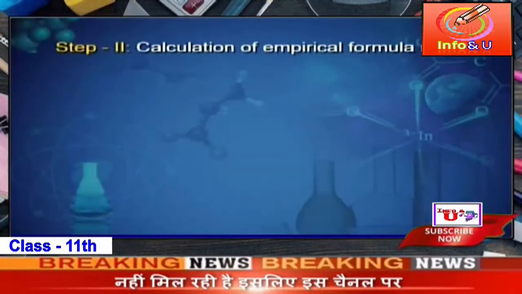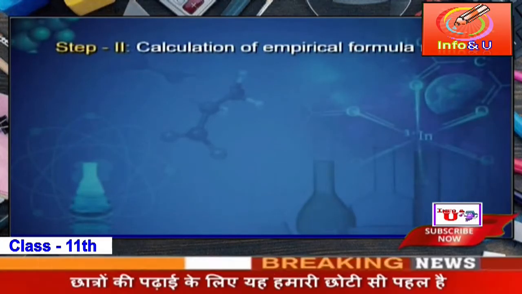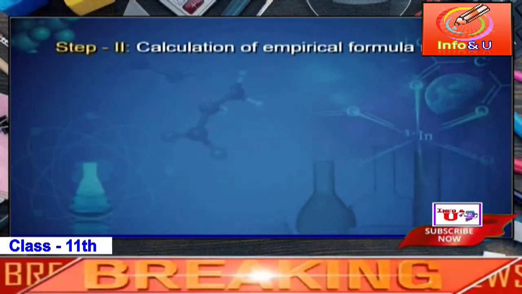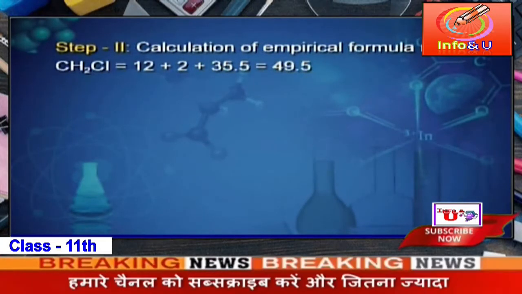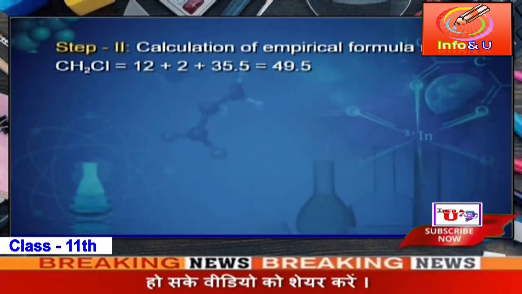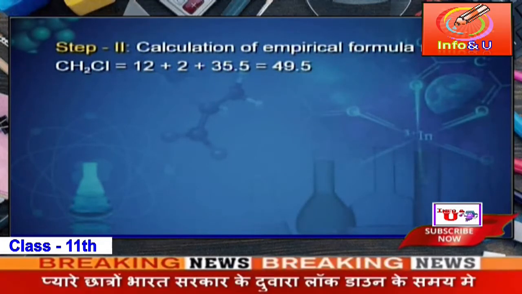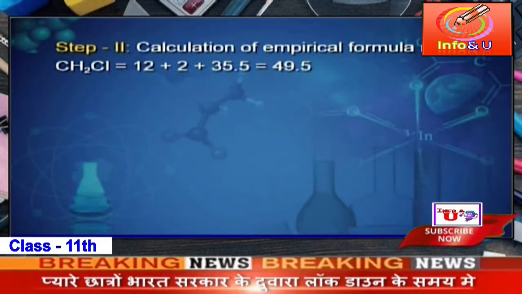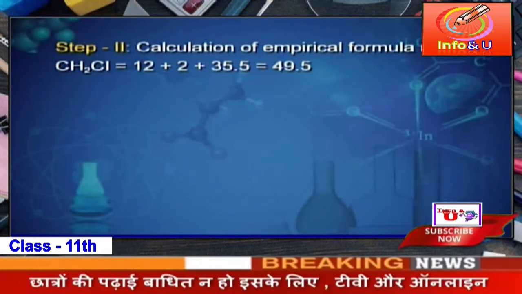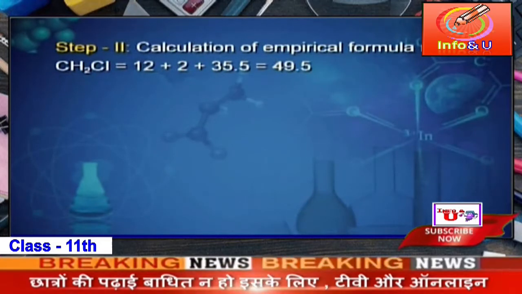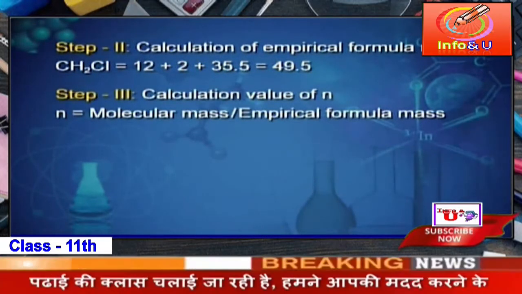After the first step, the second step is calculation of empirical formula mass. We have the empirical formula, that is CH2Cl. Mass of carbon is 12, mass of hydrogen is 2, and mass of chlorine is 35.5. So the empirical formula mass will be 49.5.